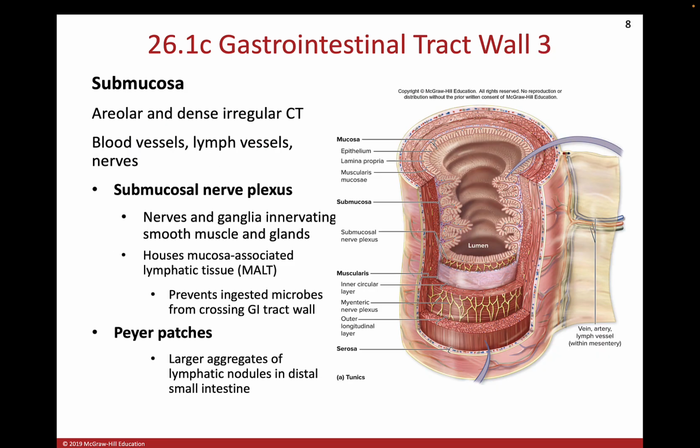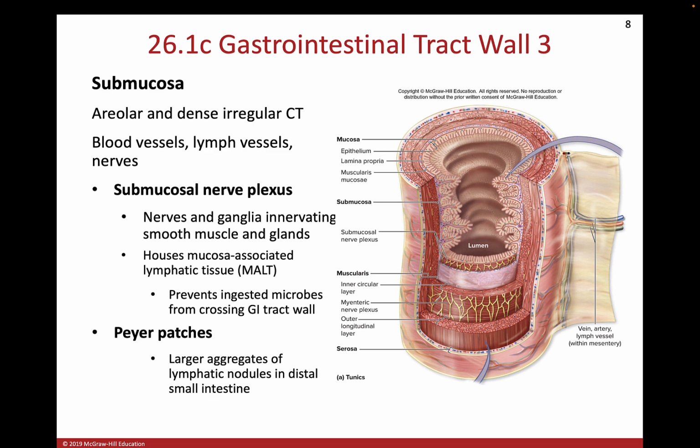The submucosa is directly underneath. So once again, mucosa is innermost, then we have the submucosa, and generally we're going to see areolar and dense irregular connective tissue here, but also we're going to continue to find even more blood vessels, lymph vessels, and nerves. There is something referred to as the submucosal nerve plexus, and these are nerves and ganglia that are innervating smooth muscle and glands. We also will find in the submucosa MALT, mucosa-associated lymphatic tissue, and this is actually going to protect us from ingested microbes crossing the GI tract.